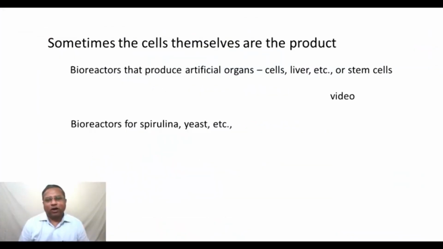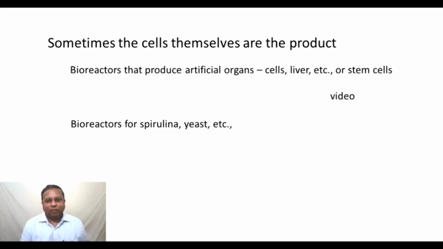You may have heard of something called spirulina. Spirulina is an algae. It is grown and then processed and packaged, and that is sold as nutraceuticals. Many people consume that. These are grown in large bioreactors. In fact, they are grown in ponds, which act as bioreactors for the appropriate production of spirulina. And there the spirulina cells themselves become the product of interest.